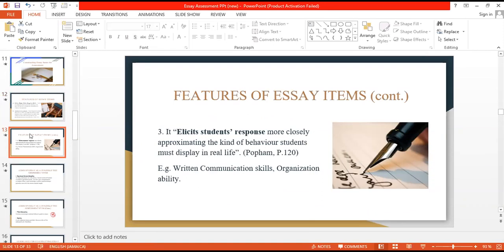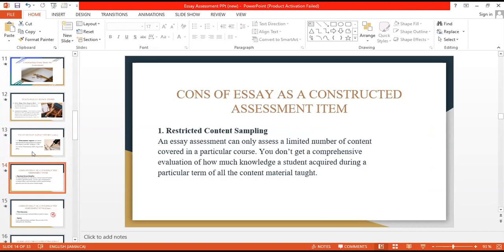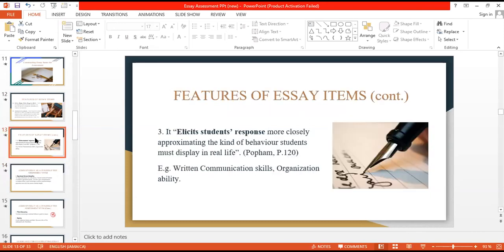Continuing, number 3, essay items elicit students' responses more closely approximating the kind of behavior students must display in real life. And we got that from our text, POFAM. So in other words, what does that mean? Anyone care to share? What do you think that means before I give my explanation? What does it mean when a student gets the opportunity to express what happens in their day-to-day activities if they're asked to write about it on paper?